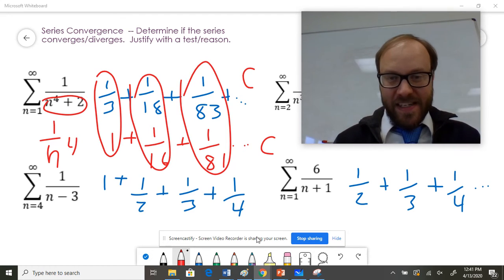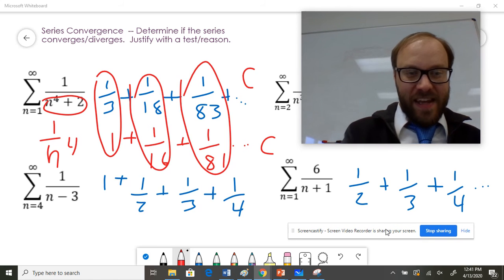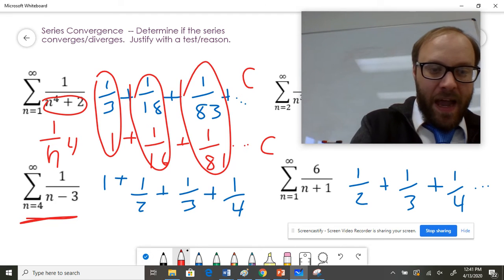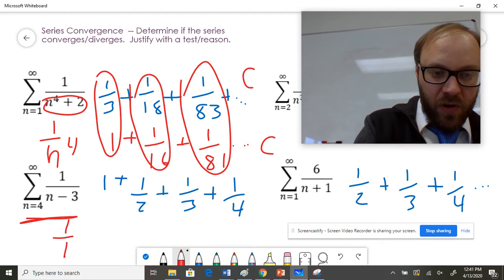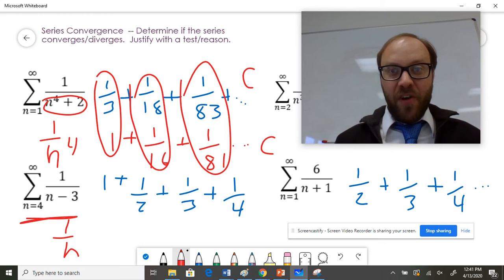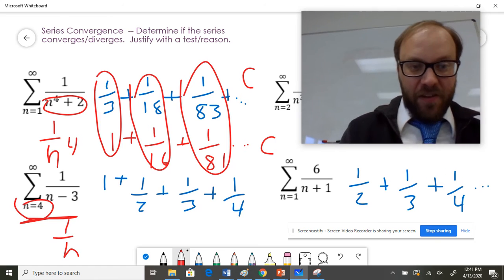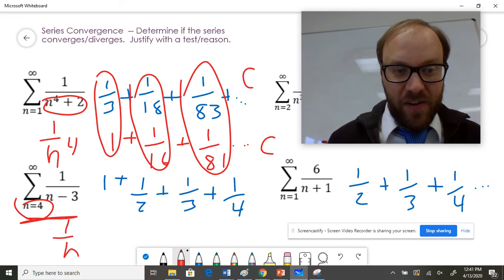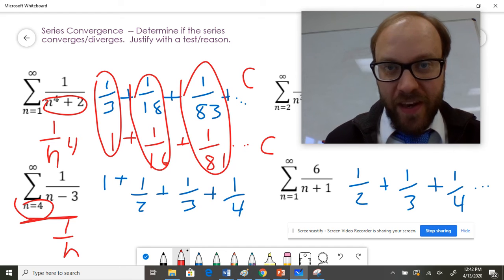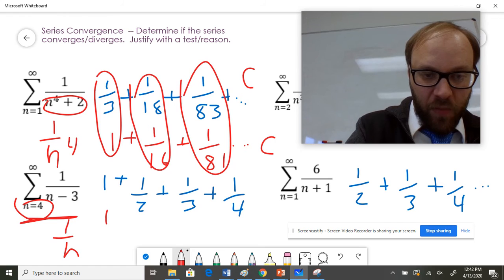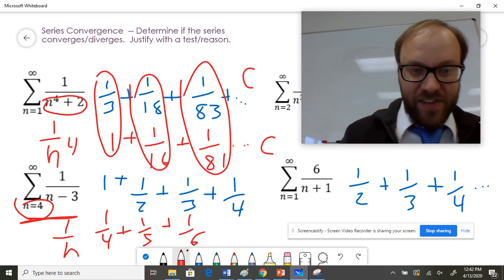Now let's take a look at the second example here. It's 1 over n minus 3. I'm going to compare to 1 over n, which is the harmonic series. Now this one starts out at 4. The reason for starting at 4 is that if it started at 3, we could end up with a 0 in the denominator, so it's got to start a little bit later. But 1 over n starting at 4 would be 1/4 plus 1/5 plus 1/6, and so on.